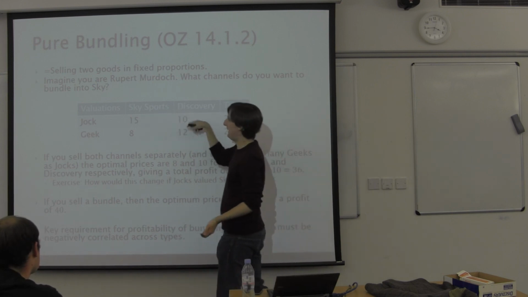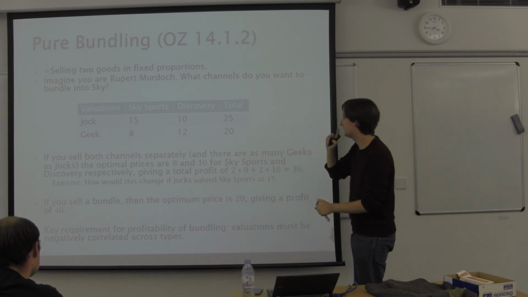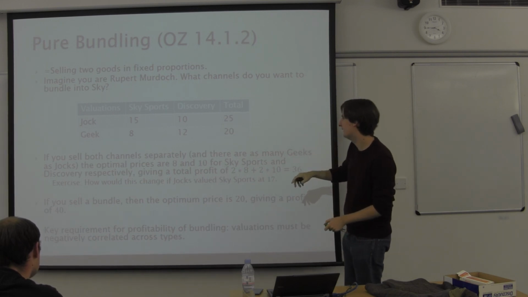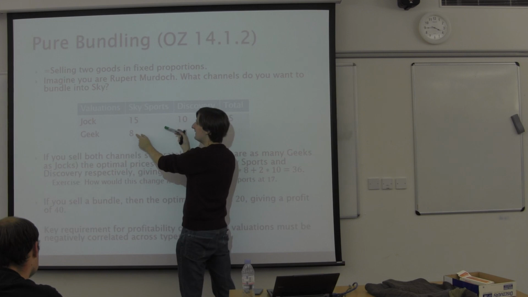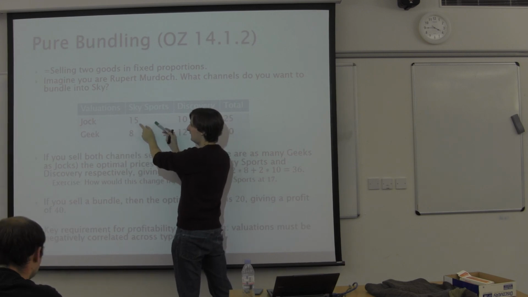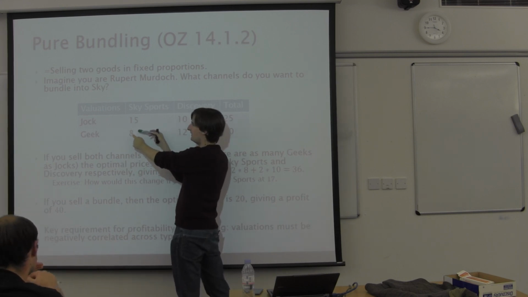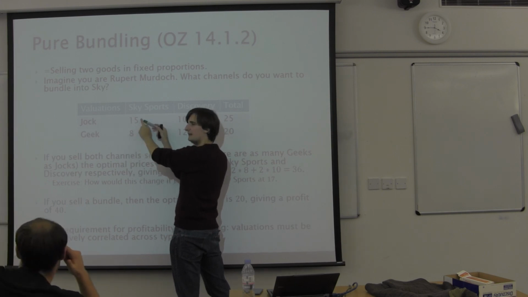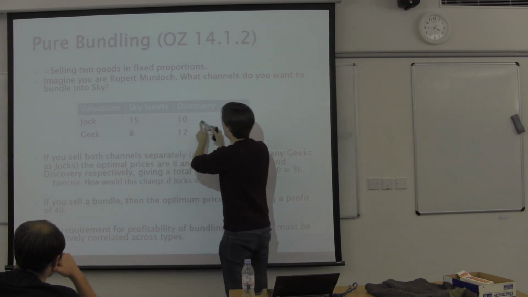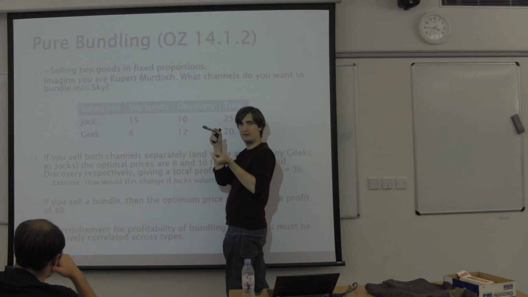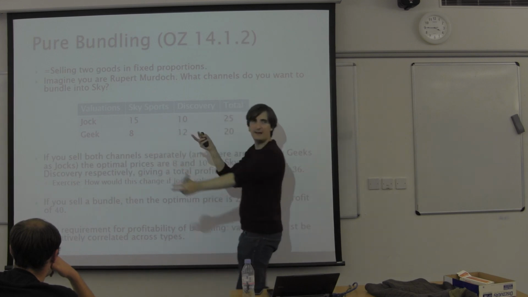So if you sell the channels separately, and assume as many geeks as jocks, then the optimum price to sell Sky Sports at is 8, because you can set a price of 15 and just sell to jocks, but you're better off selling at a price of 8 because then you sell to both jocks and geeks. So 2 times 8 is bigger than 15. So the optimum price for Sky Sports is 8. Optimum price for Discovery is 10 if you're selling the channels separately. So your total revenue is going to be 8 plus 10, so 18.